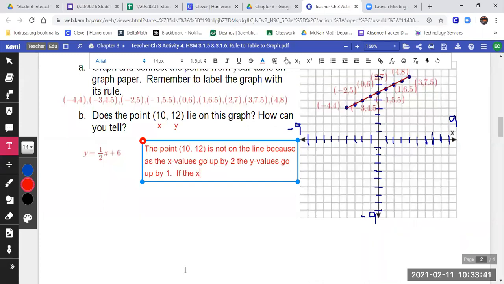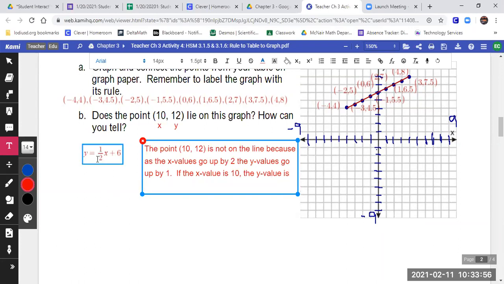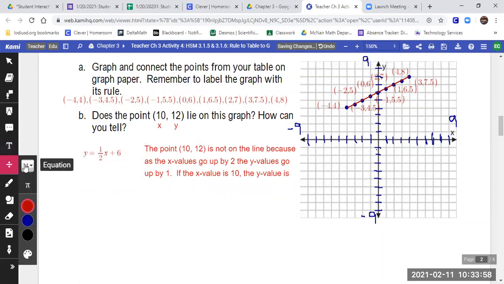If the x value is 10, the y value is what? What would the y be? And we can do that by putting it into our equation. So let's check it out.